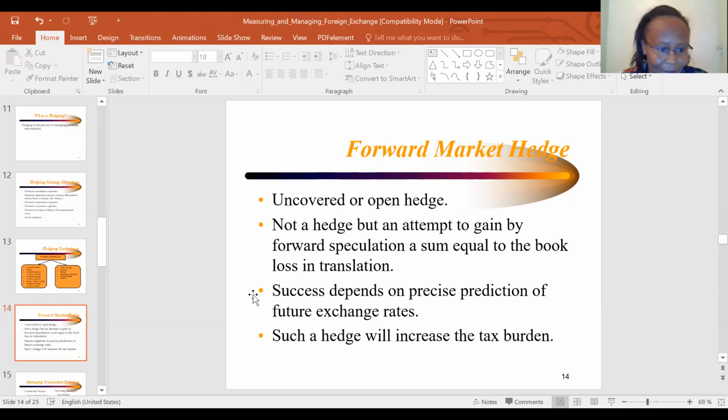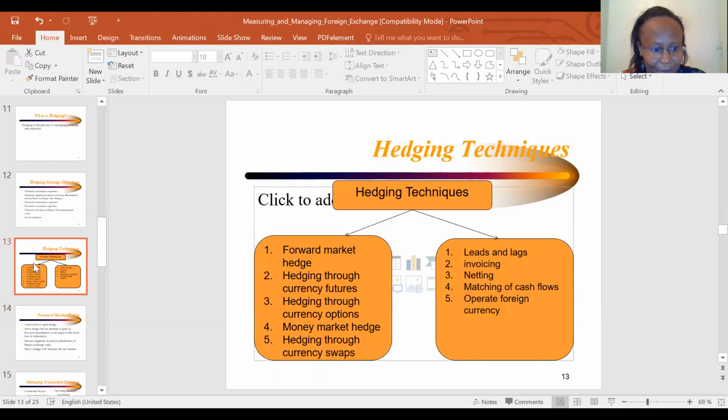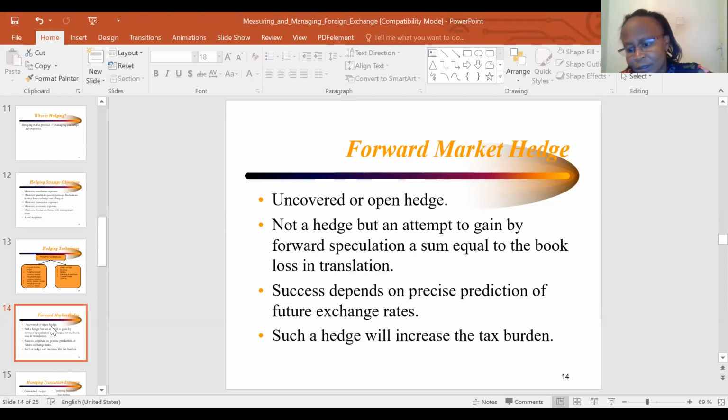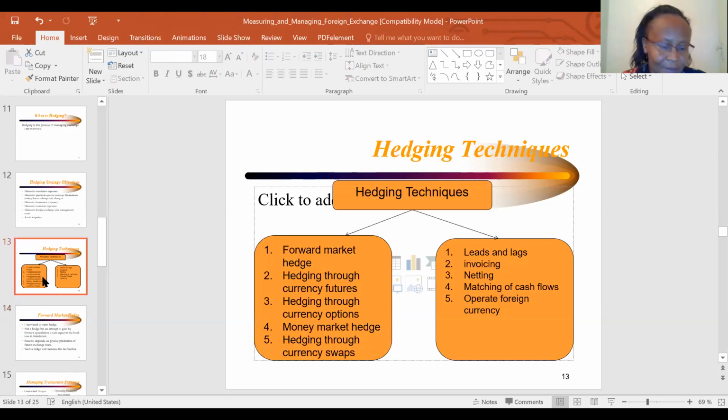We have external methods, which I know we will just introduce. We have external methods which you can use to manage the transaction exposure. Is there anyone who is doing financial risk management in the class? Anyone doing financial risk management? That is where you'll talk more of the derivatives.